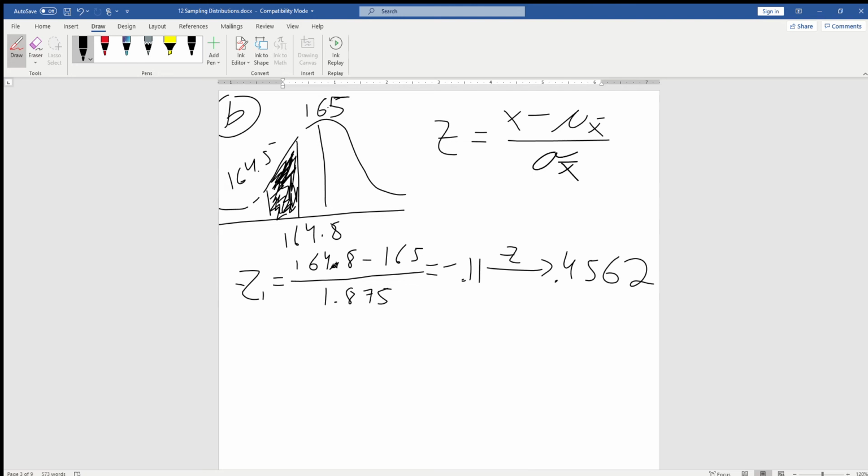Now we have to find the second z, z sub 2. Z sub 2 is going to be equal to 164.5 minus 165. We're going to divide that by 1.875. Again, I'm going to punch that into my calculator, and I get negative 0.27.